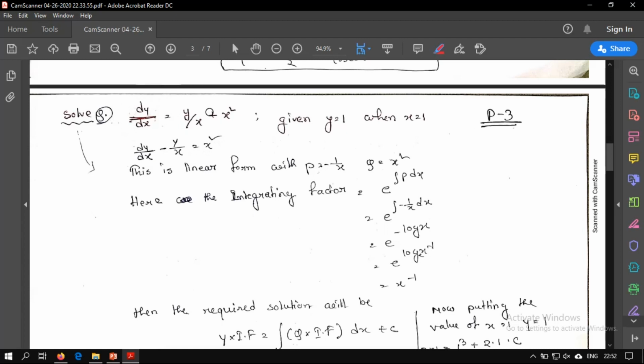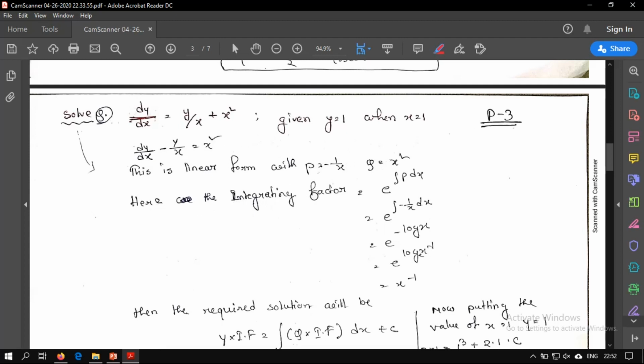We can arrange this equation and compare it to the main format. The main format is dy/dx plus Py equal to Q, but here the sign is minus. That's why I will take P equal to minus 1 by x and Q equal to x square.